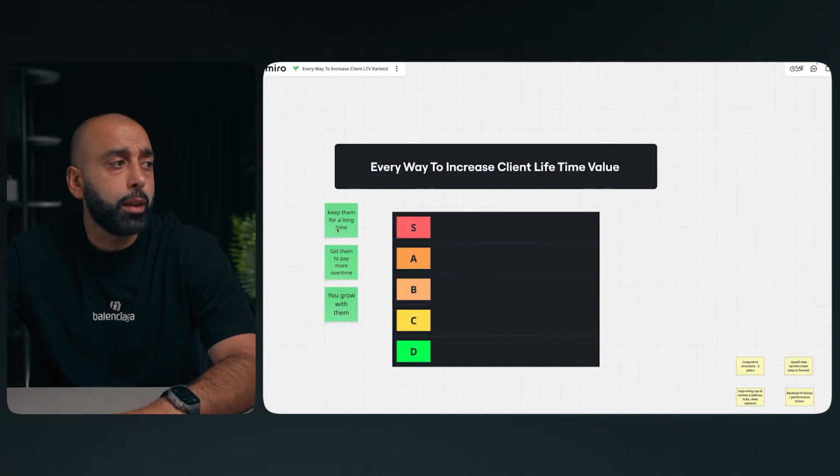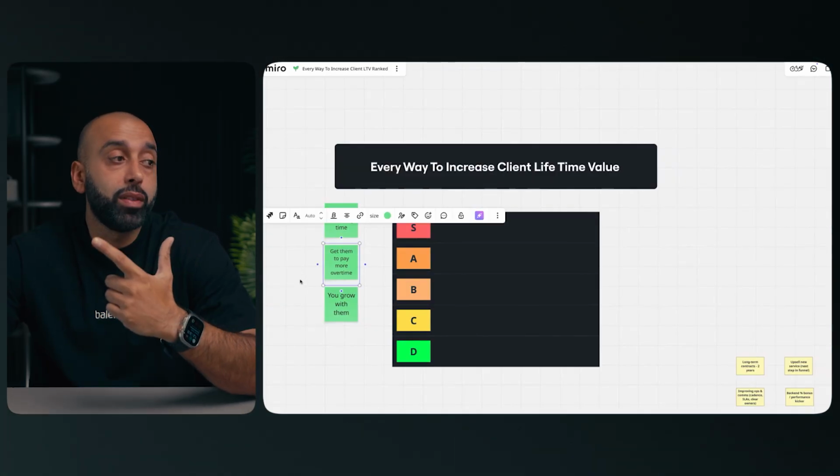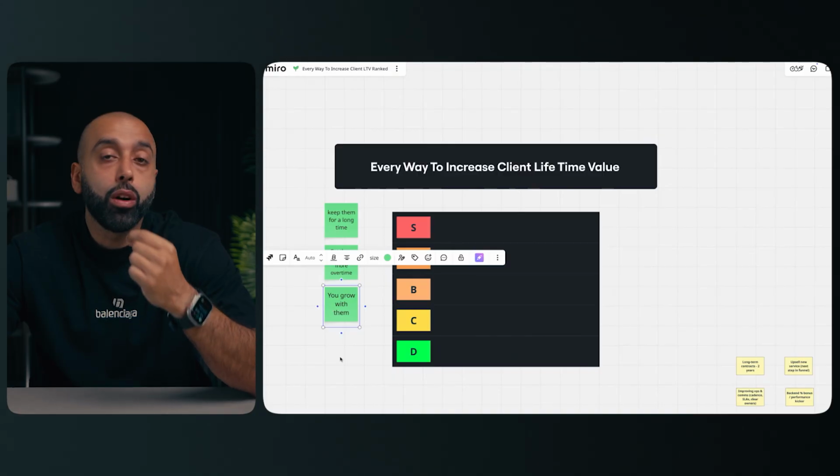Ultimately, why do you want to do this, right? We want to keep our clients for the longest time. We want to get them to pay us more over time, and we want to grow with them.